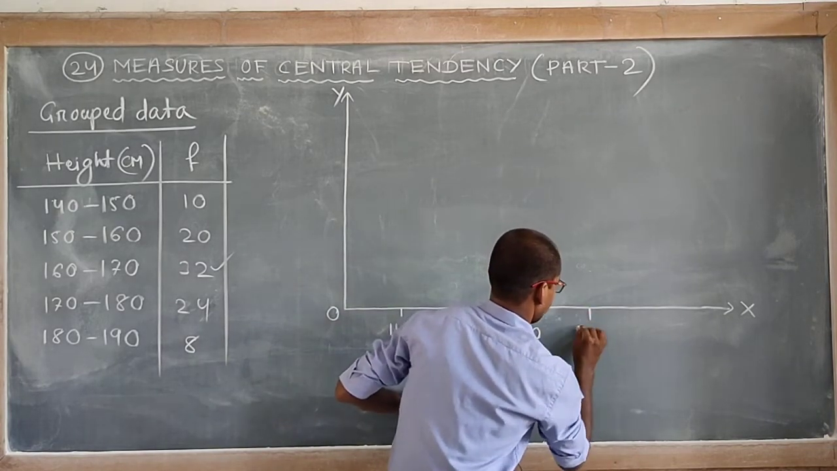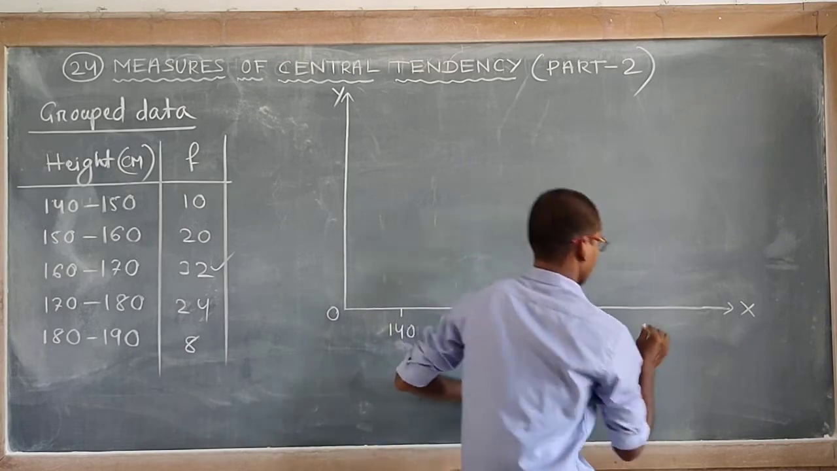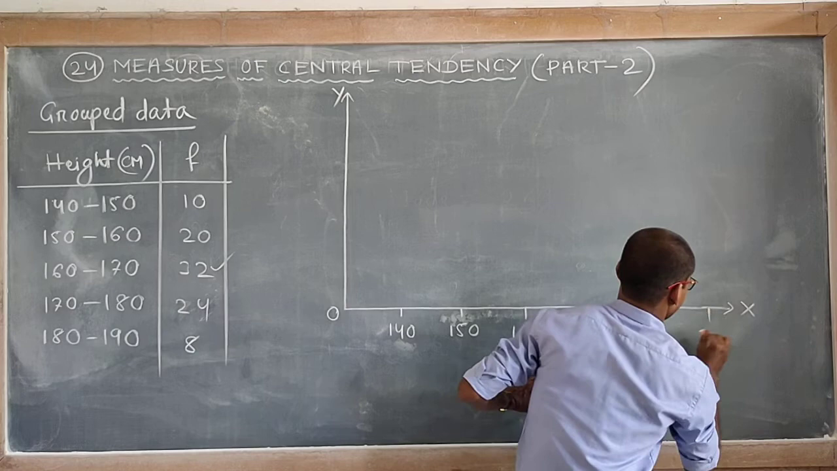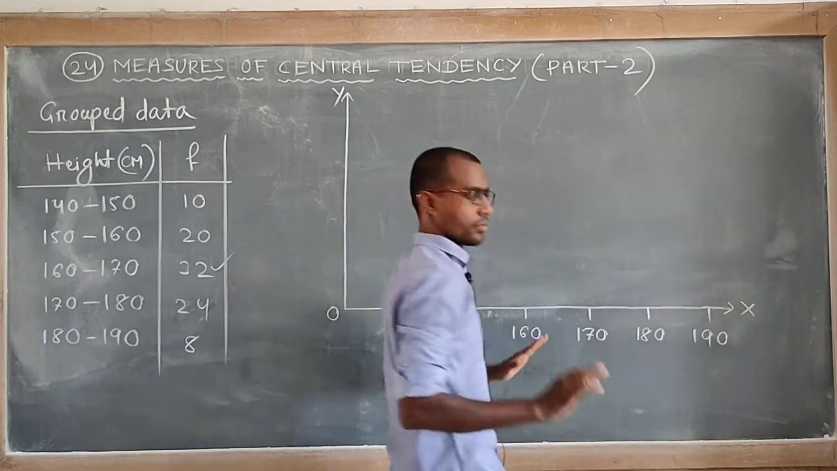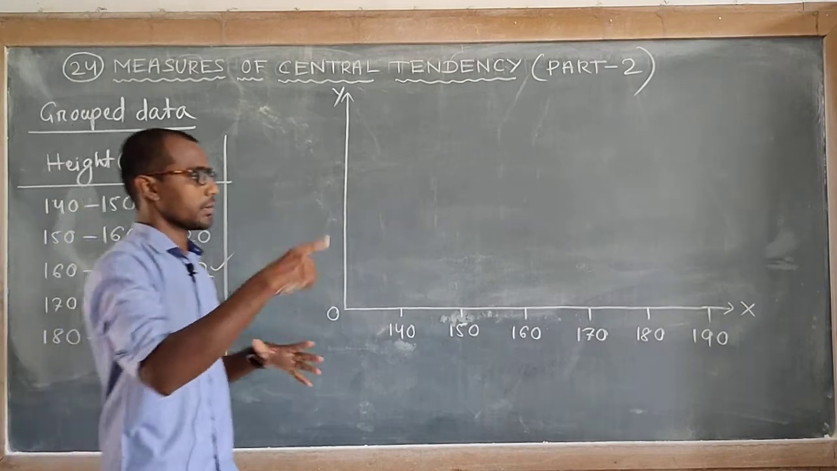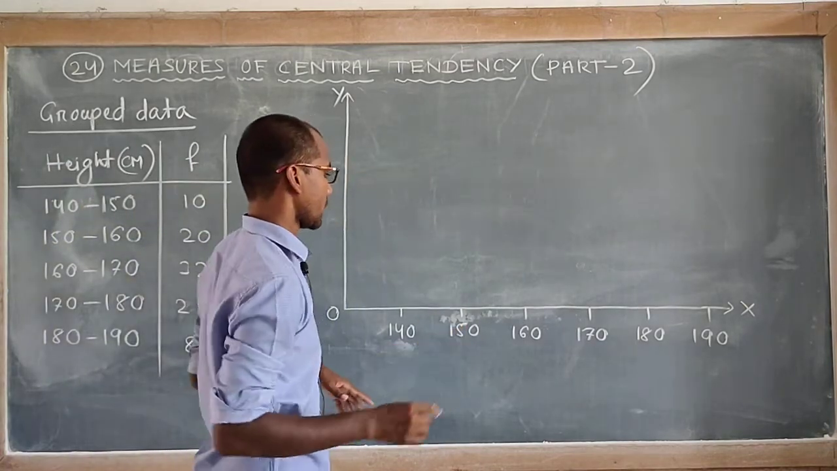Then 170, 180, 190. Okay, till 190 you can see. You can take one more value, till 200 also you can take.